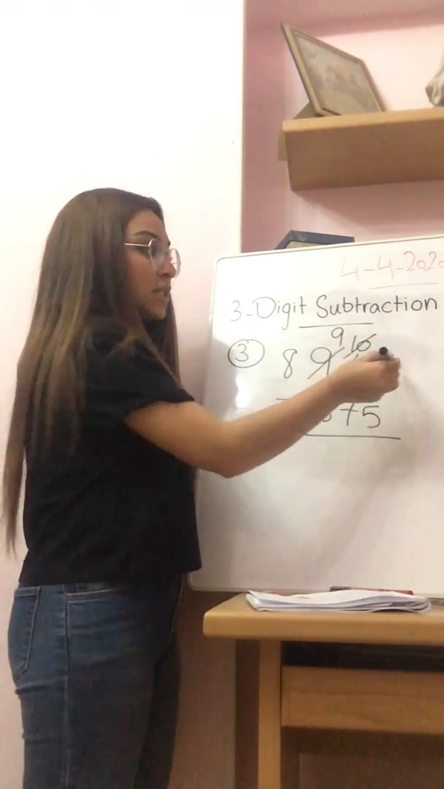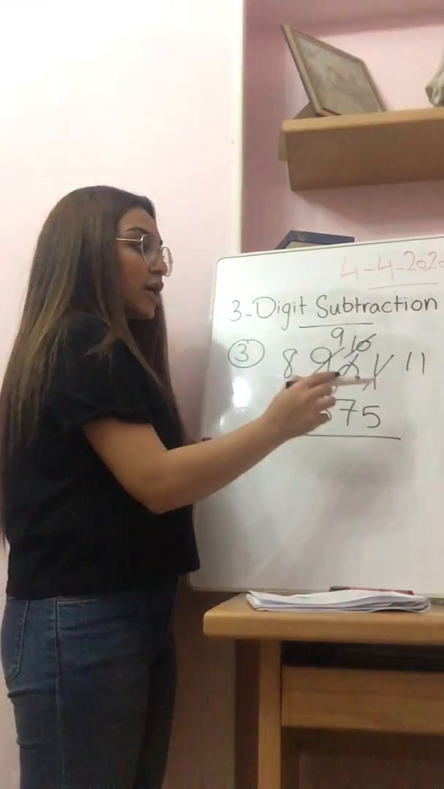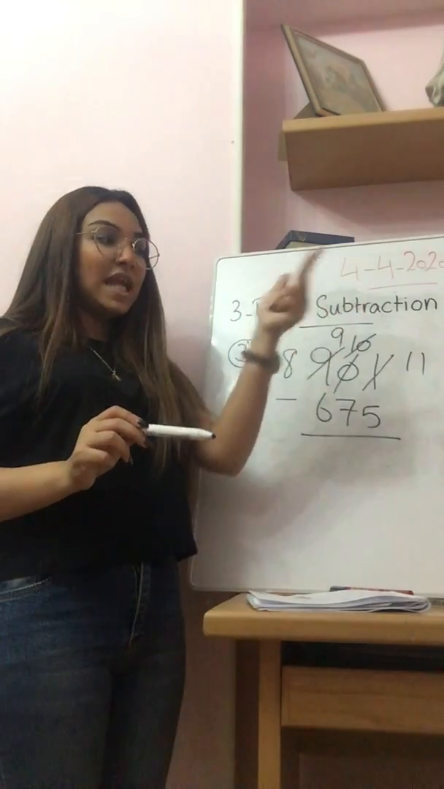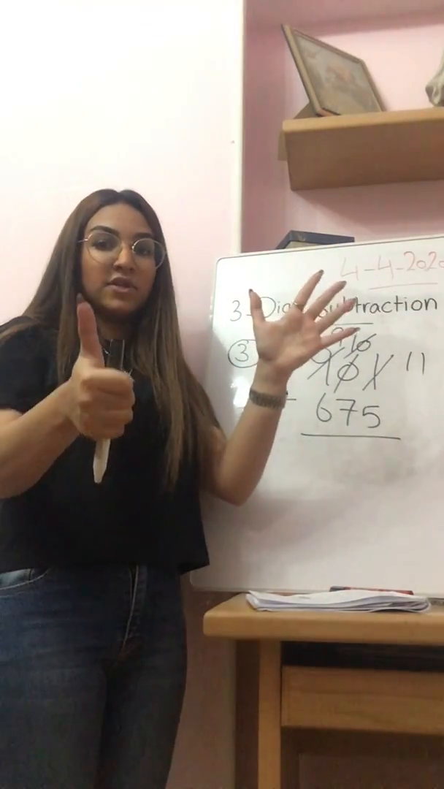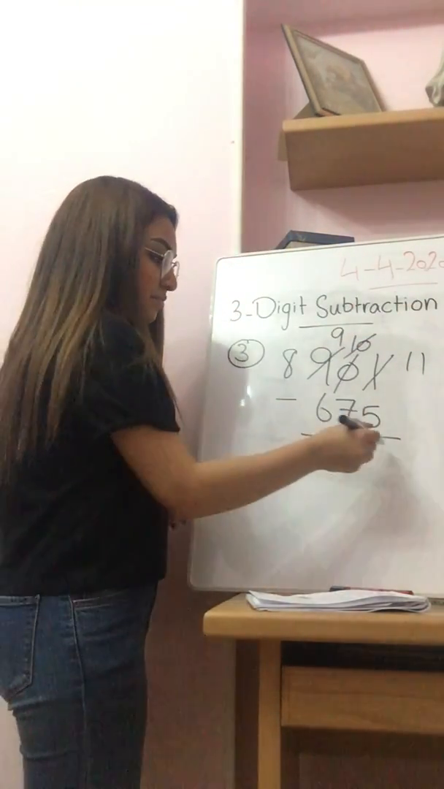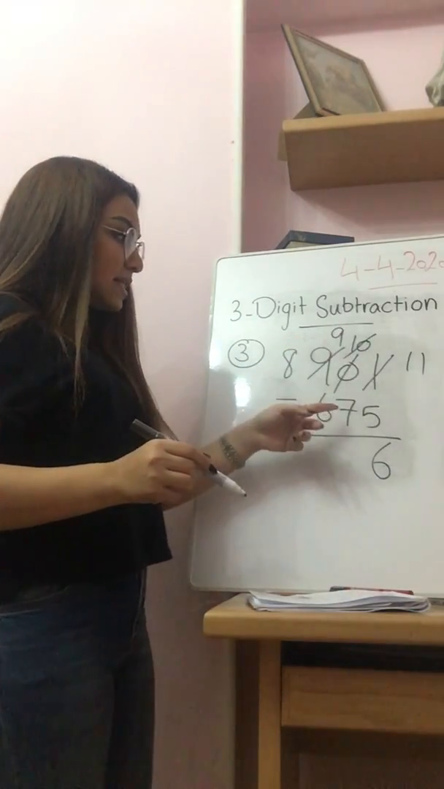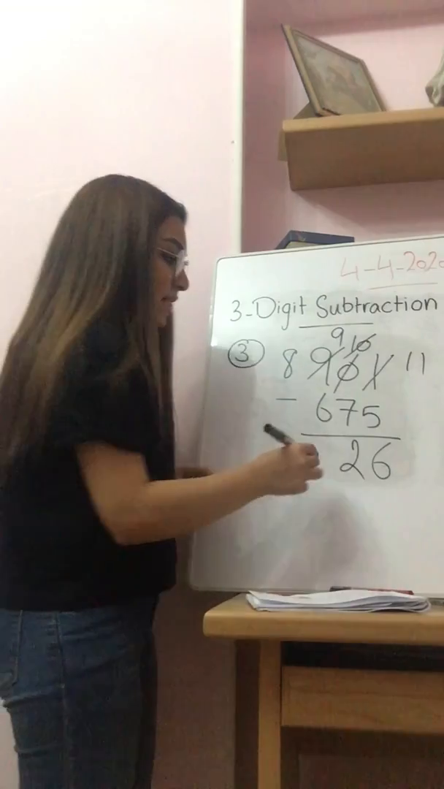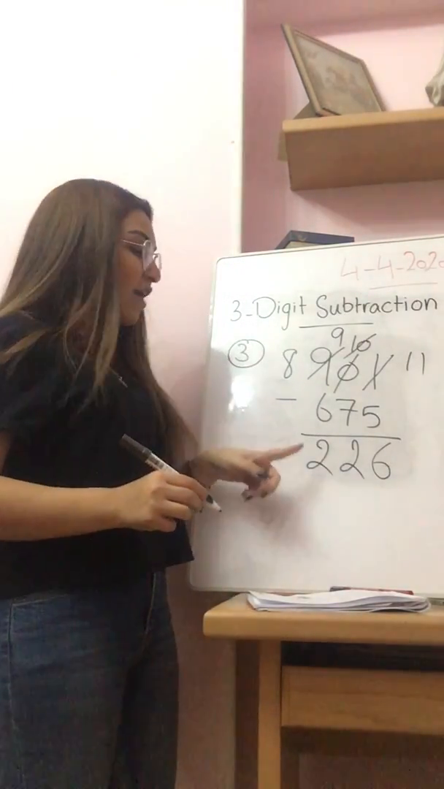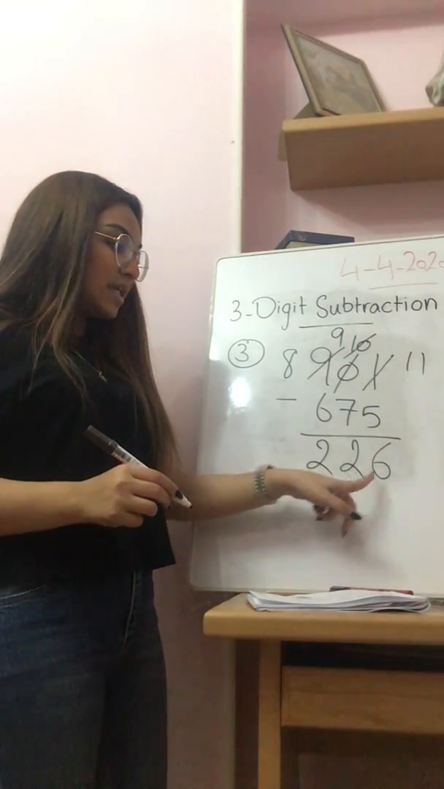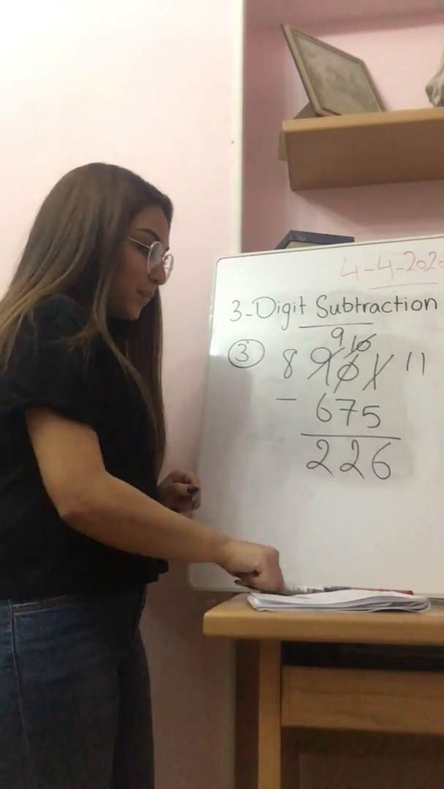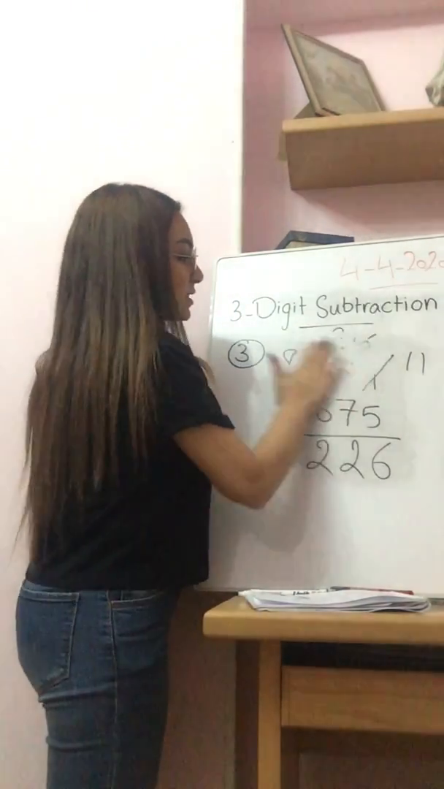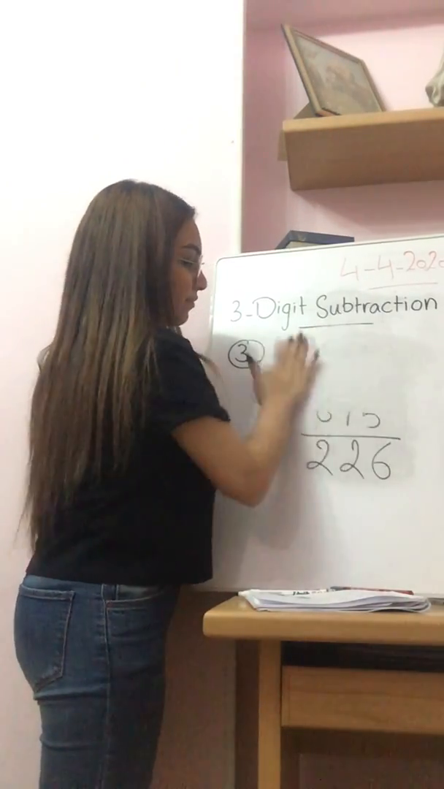Now the 1 is going to be 11, so we are going to subtract 11 minus 5. After the 5: 6, 7, 8, 9, 10, and 11. These are 6. Now 9 minus 7 is 2, and 8 minus 6 is 2. So my final answer is 226. Okay. Now we are going to take another example in order to make this clear.